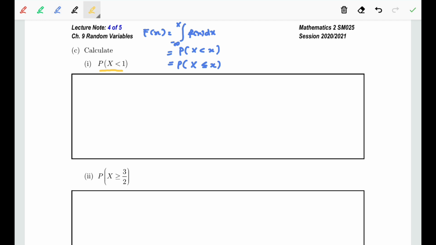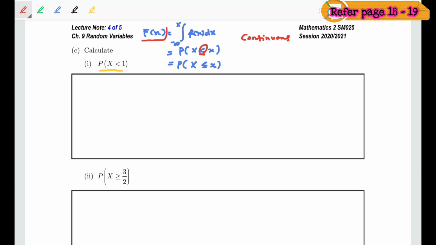So the thing that needs to be highlighted here is, when it comes to the continuous case, it doesn't matter whether it has an equal sign or not. It's just the less than sign or less than or equal. As long as the sign is less than, it's equivalent to the capital letter F of x.